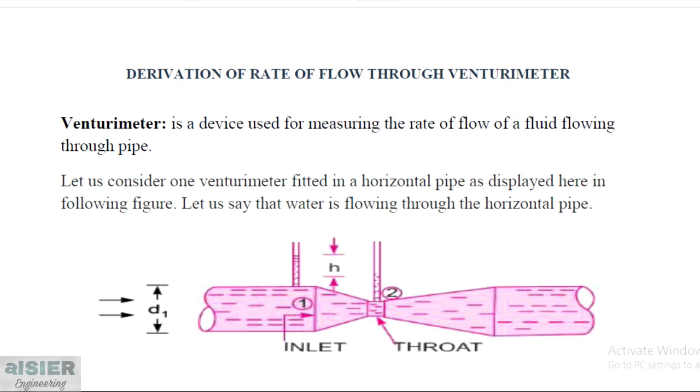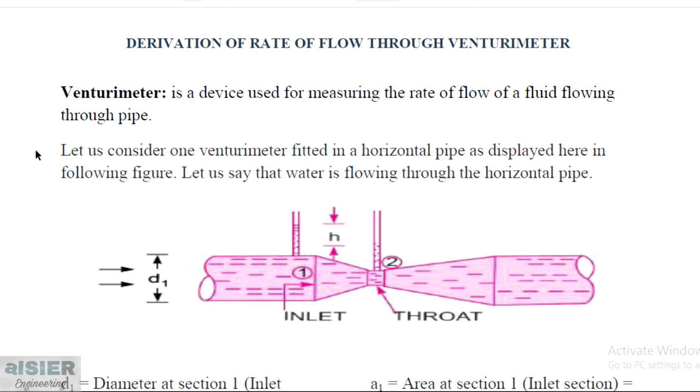Hello everyone. Today we will discuss the derivation of rate of flow through Venturimeter. Basically, Venturimeter is a device used for measuring the rate of flow of a fluid flowing through a pipe, or we can say that with the help of Venturimeter we can measure the discharge flowing through a pipe.